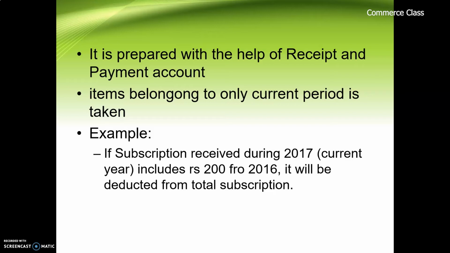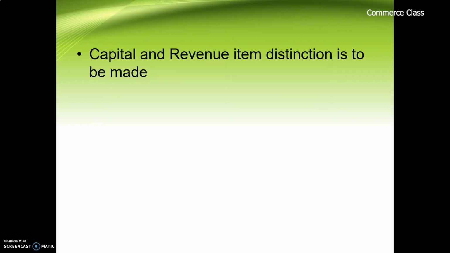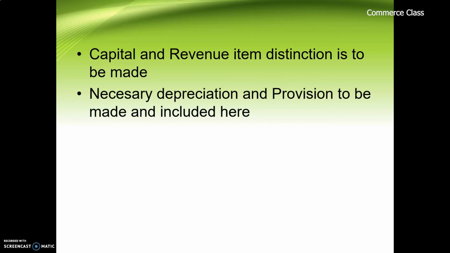Similarly, if the amount of subscription relating to 2017 is still to be received or is still outstanding, it would not appear in receipt and payment account, but it has to be included in the income and expenditure account for 2017 and so added thereto. Another precaution you have to take relates to the distinction between capital and revenue items. In the income and expenditure account, you are to include only the revenue items and the capital items will be ignored. Then you'll also have to provide necessary amount of depreciation on all fixed assets and make provision for doubtful debts. These items do not appear in the receipt and payment account.